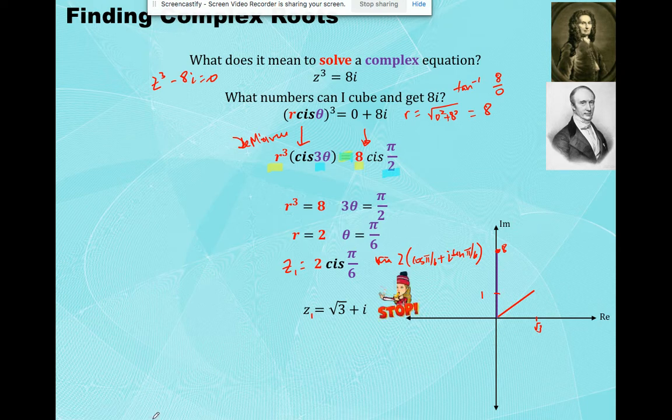How do I get the other ones? Stop, think about the fundamental theorem. You're cubing, so how many zeros should you get? 3. So use your 2k pi. Since you want 3 zeros, always start with k is equal to 0 and use 1 and 2 to get your 3 zeros. You could keep going, but you'll just get repetitions.